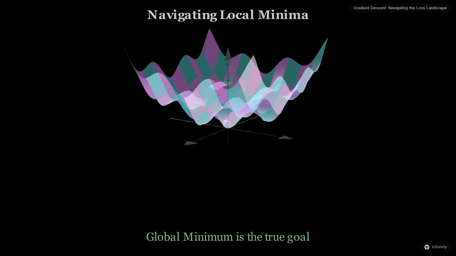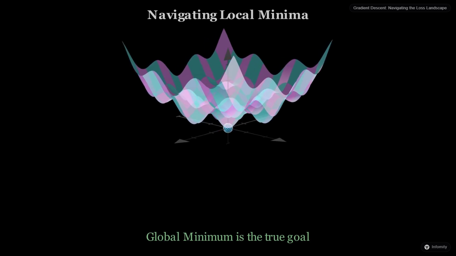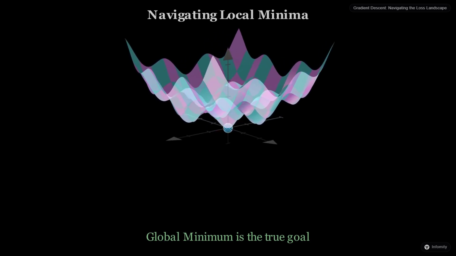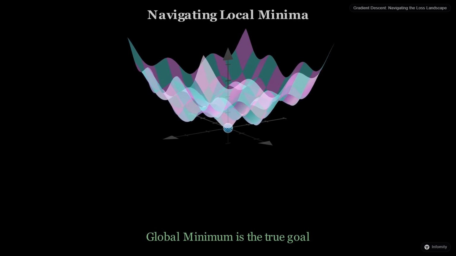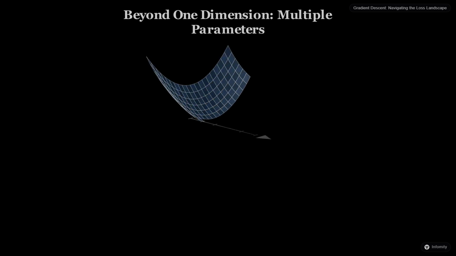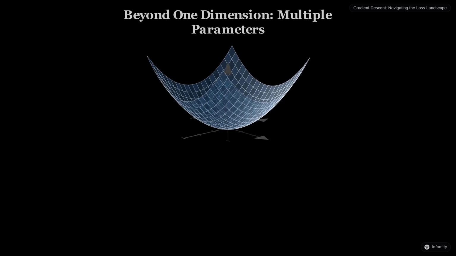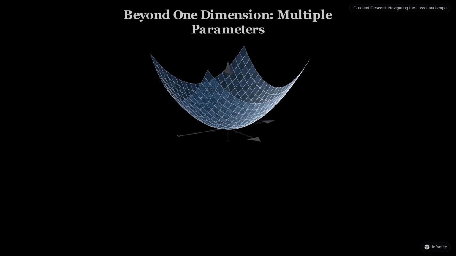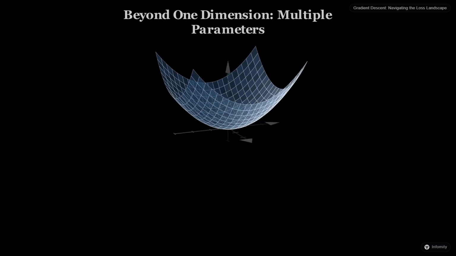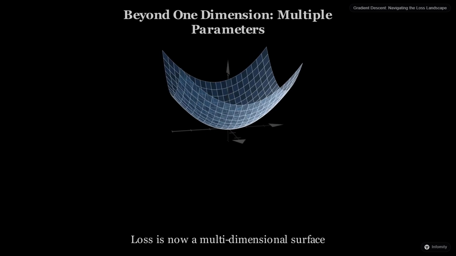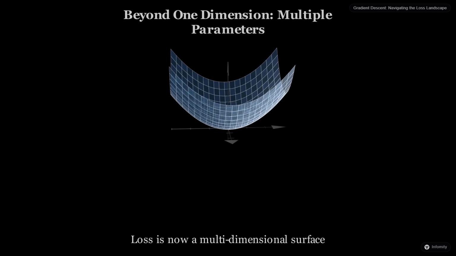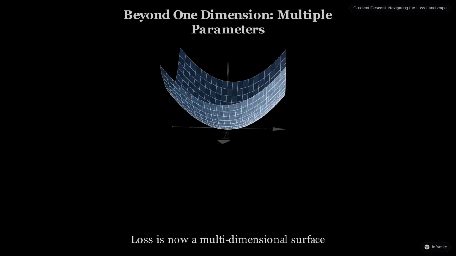This is a common challenge in machine learning, and choosing a good starting point or using more advanced optimizers can help overcome it. Most machine learning models have not just one, but many parameters, sometimes millions. This means our loss landscape isn't a simple 2D curve, but a multidimensional surface. Visualizing this is tricky, but the core principle remains the same. We still seek the lowest point on this complex surface.